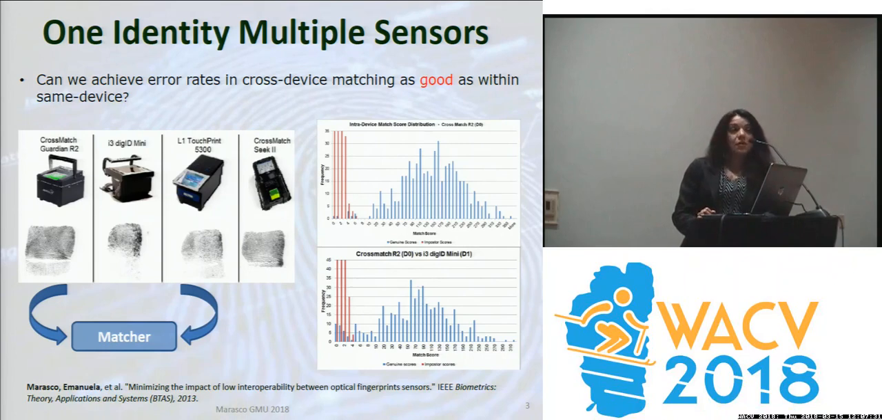We can see here the distribution of match scores. This is the first one, intra-device. We have genuine scores very well separated from the imposter scores. They work very well. But in cross-sensor, this overlap area, of course, is wider. And this is causing an increase of the false rejection rate. So this is what we want to improve.